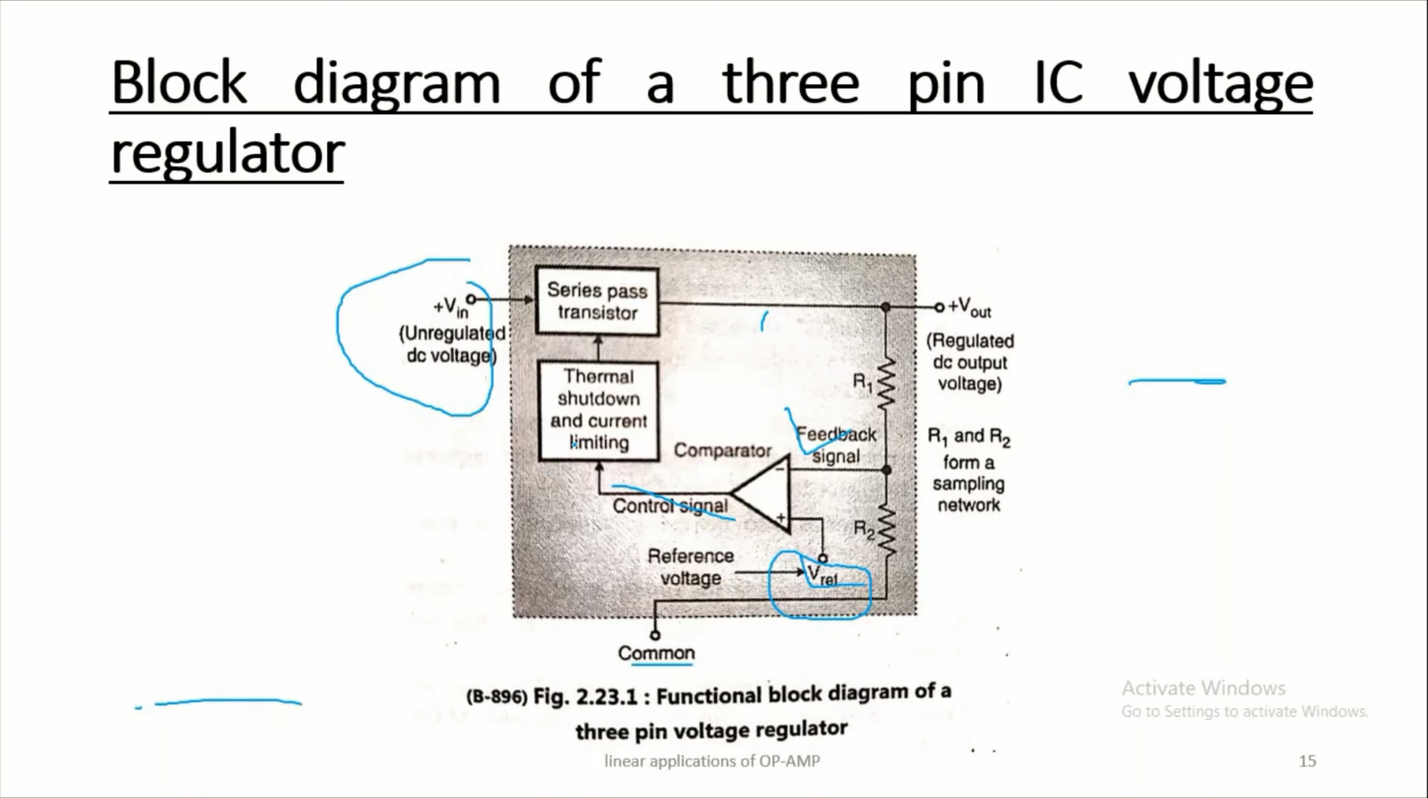This is a functional block diagram of the 3-pin voltage regulator. R1 and R2 make a sampling circuit and they generate a feedback signal. The comparator compares the feedback signal and the internally generated reference signal and generates a control signal. Then the control signal is given to the thermal shutdown and current limiting block, and then to the series pass transistor, and the output signal is generated.